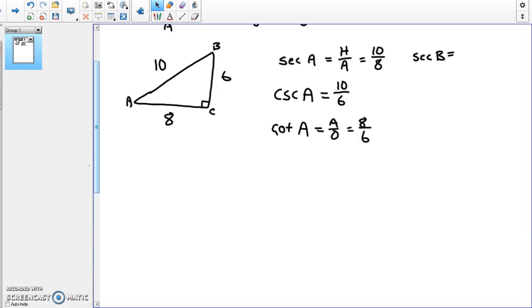Let's do secant of B. So again, hypotenuse over adjacent, just like secant of A was. The hypotenuse side is still 10. The adjacent side to B is 6. Okay? Cosecant of B. Hypotenuse over opposite. So that should be 10 over 8. And then cotangent of B. Adjacent over opposite. So that's going to be 6 over 8. Okay. So that is secant, cosecant, and cotangent.